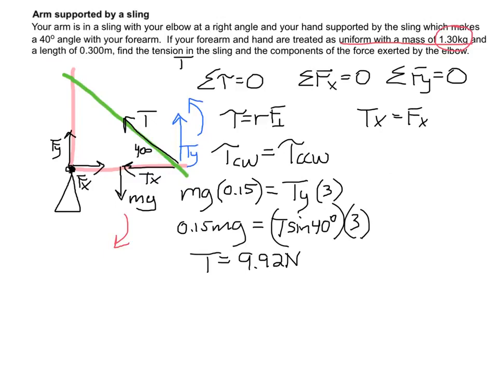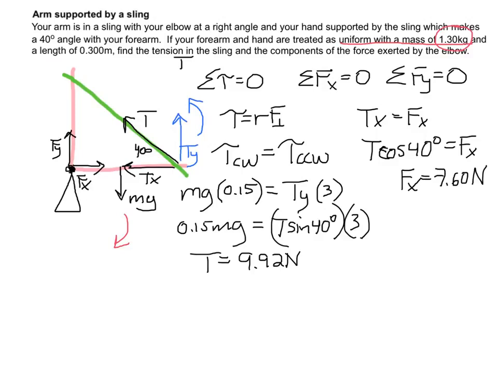And we can find Tx. Tx is T times the cosine of 40 degrees. That's Fx. So we know T, so we can calculate Fx. Now let's see if there's an Fy. Oh, before we do that, let's write the value of Fx that you would find if you did that. Fx turns out to be 7.60 newtons.